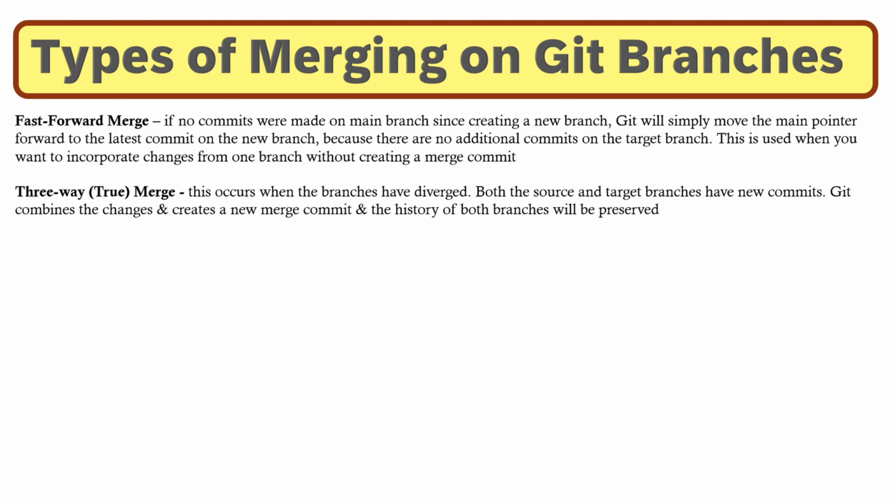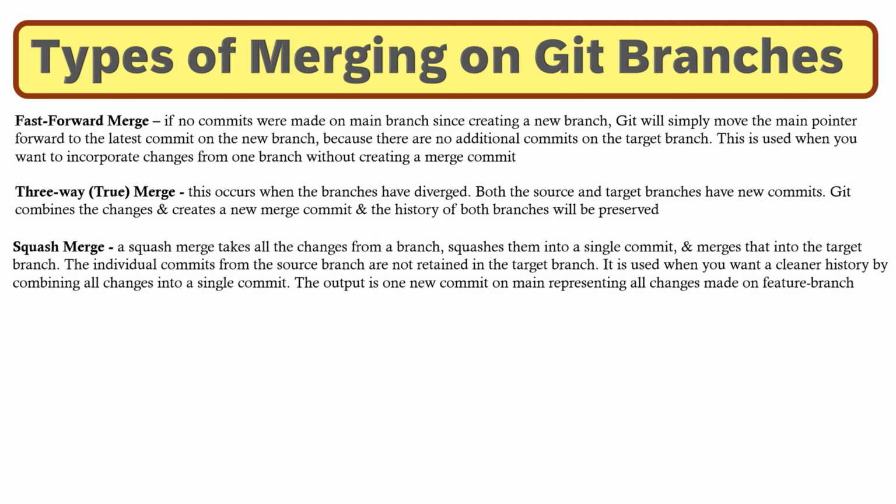Now with the three-way merge, this occurs when the branches have diverged. So you've got the main branch and the new feature branch, and they both had changes to them. And you would use this when both branches have diverged and you want to preserve the history of both. Now there's a squash merge. A squash merge takes all the changes from a branch and squashes them into a single commit and merges it into a target branch. So the individual commits from the source branch are not retained in the target branch. And you would use this when you want a cleaner history by combining all the changes into a single commit.